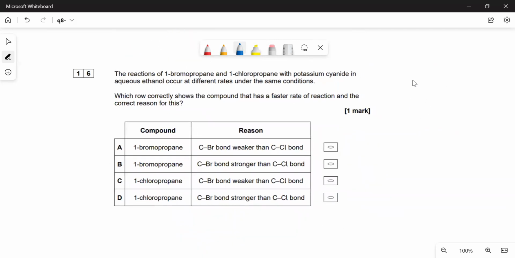16. The reactions of 1-bromopropane and 1-chloropropane with potassium cyanide occur at different rates. Which is the fastest? Well, this one is the fastest. And if you remember why, it's because the carbon-bromine bond is weaker, and so it's easier to break. The carbon-bromine bond is weaker than the carbon-chlorine bond. The reason why is because this is a longer bond. If the bond's longer, then it's going to be weaker. So the answer is 1-bromopropane, and it's because this bond is weaker. So A is our answer there.